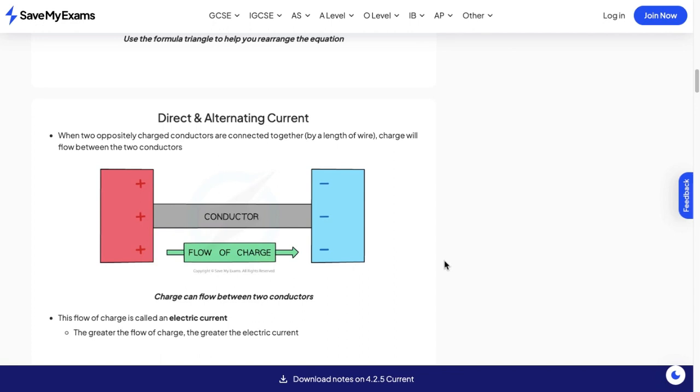So let's look at direct and alternating current. What do we mean by direct current? What do we mean by alternating current? Because we use this more often.